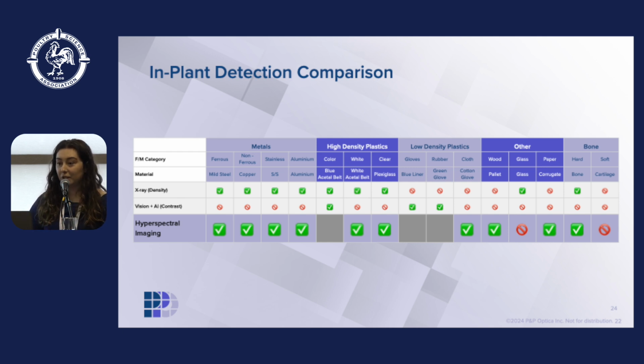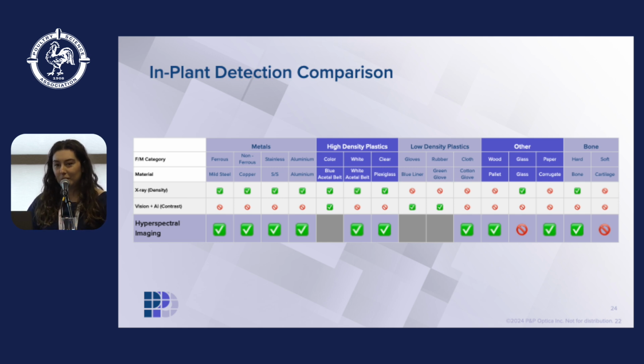If you look, the results make sense for what I just said about the types of technology. X-ray was able to find metals and the high density plastics as well as bone. The vision system was able to detect the high contrast materials, so the blue, and hyperspectral imaging had the broadest range of what it could detect.